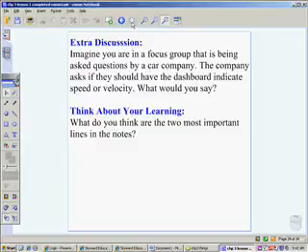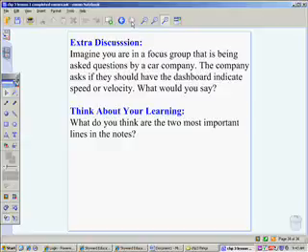Extra discussion. Imagine that you're in a focus group that is being asked questions by a car company. A lot of companies use something called a focus group. That's a small group of people, about 10 folks, who gather in a room and they're asked very, very specific questions over a significant period of time, an hour, hour and a half. And the company really tries to figure out how a certain product or how a certain advertising campaign is perceived by people. Anyway, the company asked this focus group if they should have a dashboard on their cars indicating speed or velocity. What would you say? Go ahead and write your answer in your packet at this time.